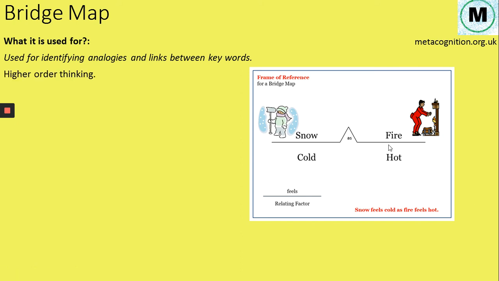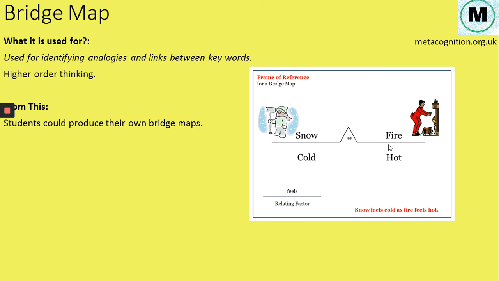So it really is higher order thinking. It really is quite complicated, or maybe it's just me. So you can get students to produce their own bridge map. So it's a really good extension task. If you've been doing similes, metaphors during the lesson, you can get students to go on and do something like this. So it's really, really stretching their thinking.